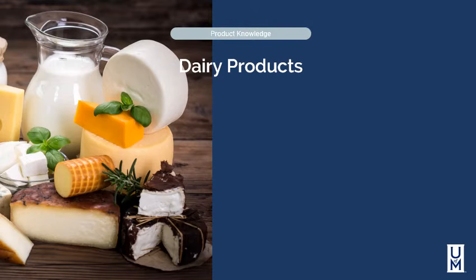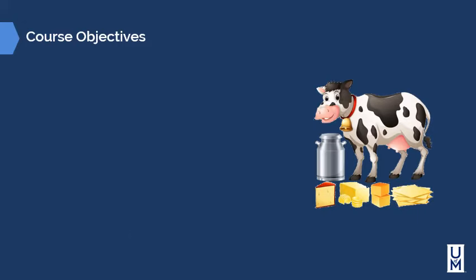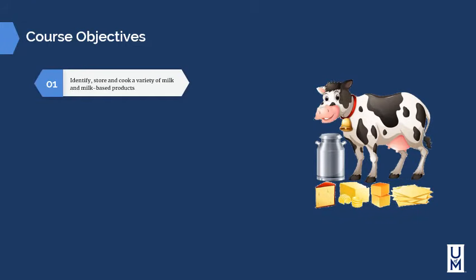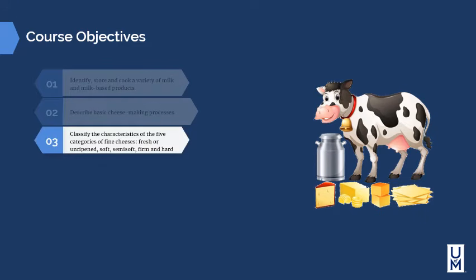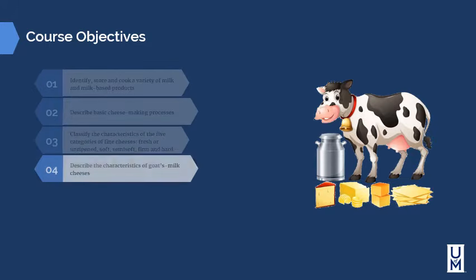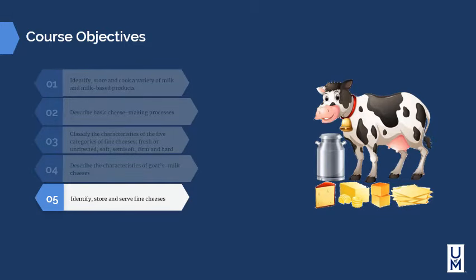In this module, we're going to talk about dairy products, including milk and cheese. The objectives for this module are: identify, store, and cook a variety of milk and milk-based products, describe the basic cheese-making process, classify and describe the characteristics of the 5 categories of fine cheeses: fresh or unripened, soft, semi-soft, firm, and hard. Describe the characteristics of goat milk cheeses, and identify, store, and serve fine cheeses.